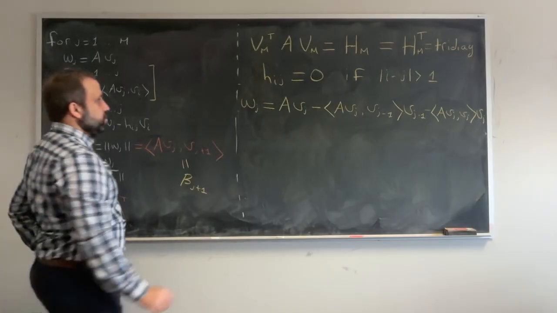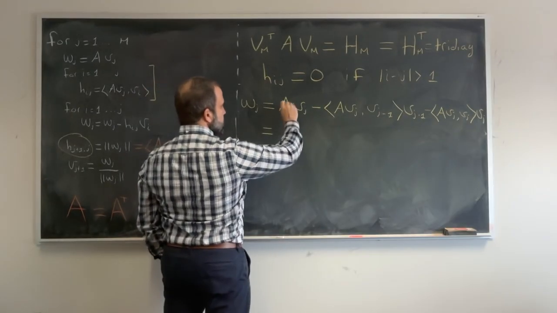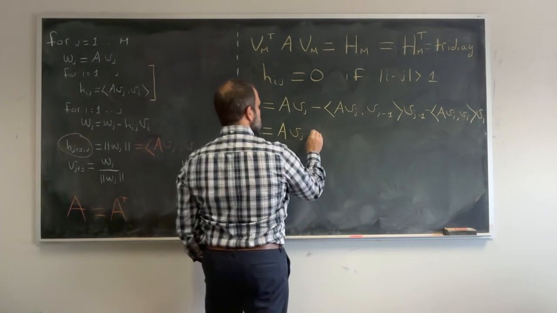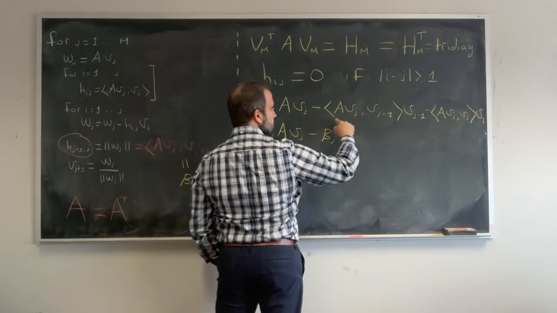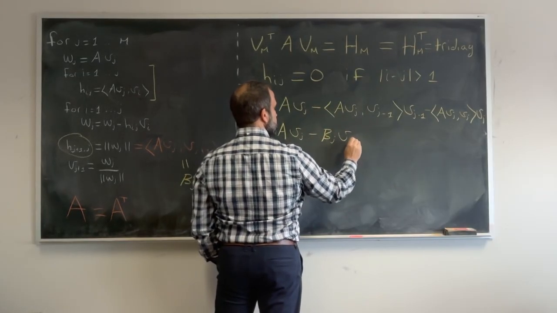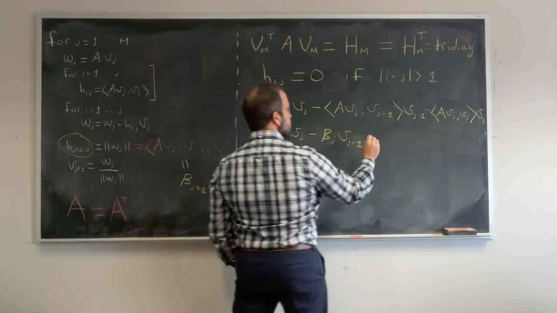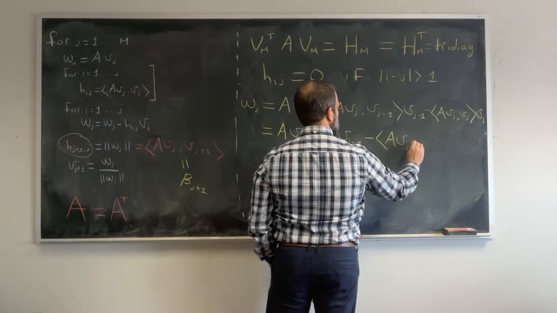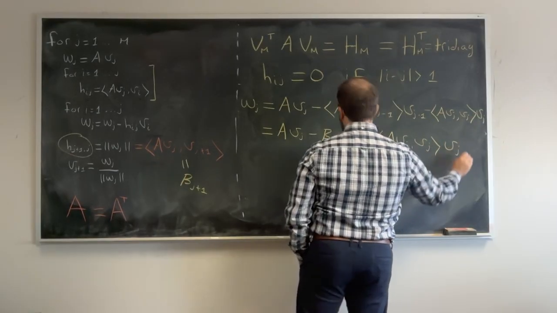Okay, so then we can rewrite this a little bit. We can write this part here as A vj minus beta j vj minus 1, because if we're looking here, the larger index is j, so beta j, and then minus h_{j,j} vj.